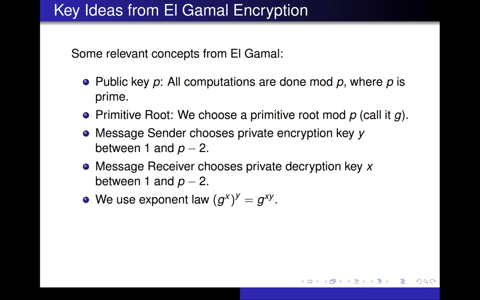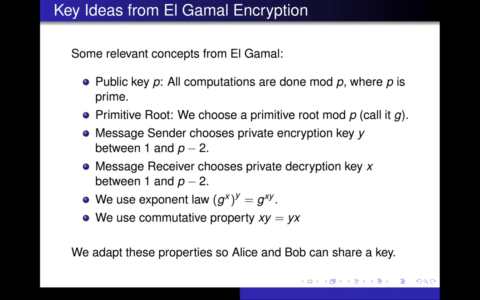In figuring out how they were able to come to those conclusions, we happen to use one of our exponent laws. When we take a power to a power, that's multiplying the power. So g to the x, all to the y power, is equal to g to the xy. But if you recall, we also use the fact that xy is equal to yx when we do multiplication. That enabled us to switch the role of x and y in those exponents. What we're going to do is take all these properties and adapt them so that Alice and Bob can share their private key.